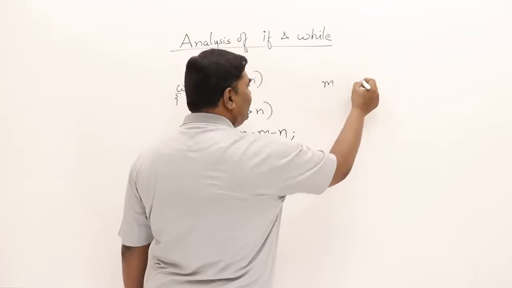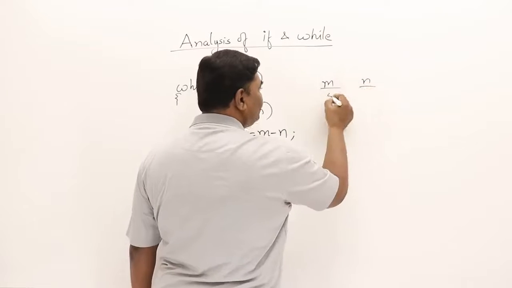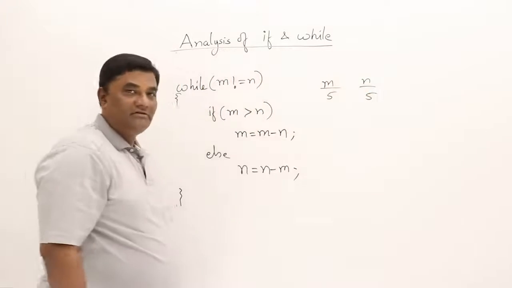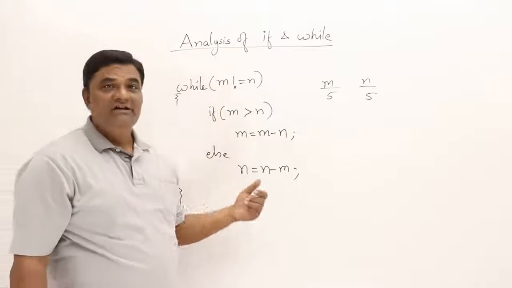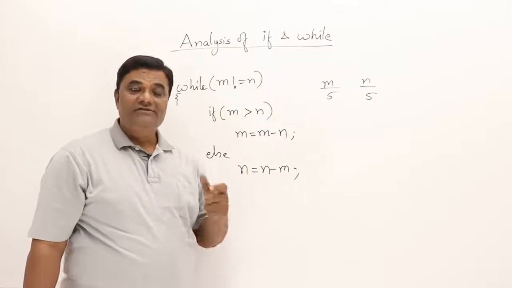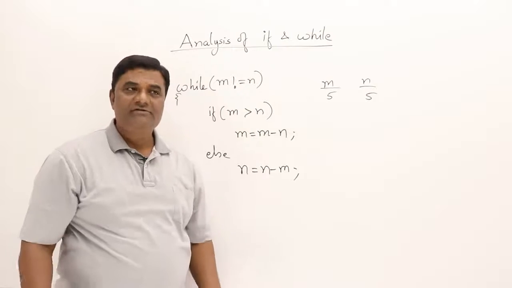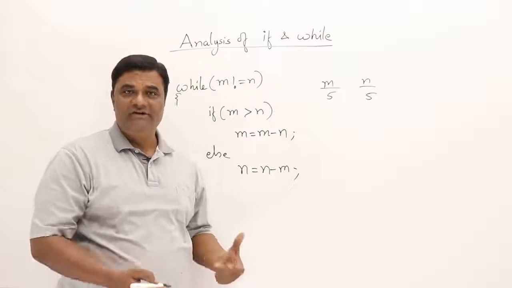If I take m and n both as 5, 5, then how many times? They are equal. It will not enter inside. So it will execute 0 times. So it is minimum executing 0 or 1 times.